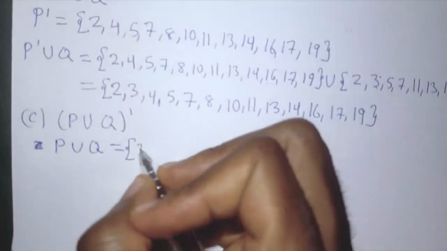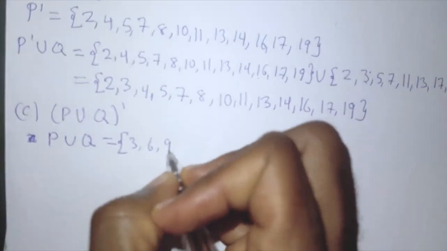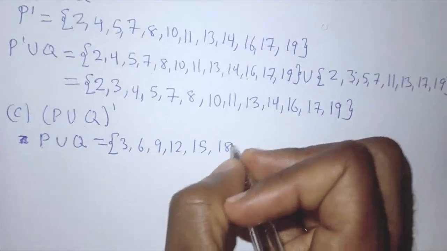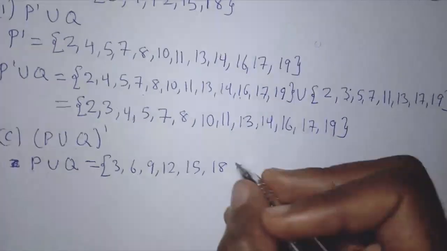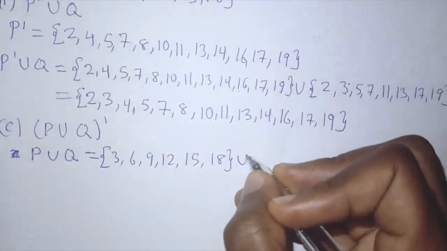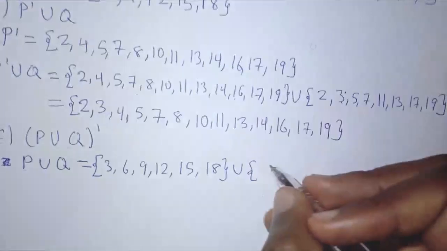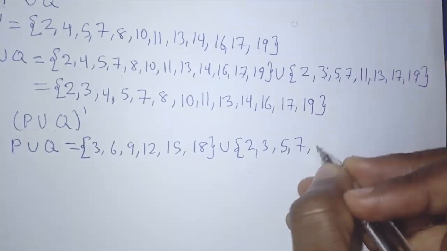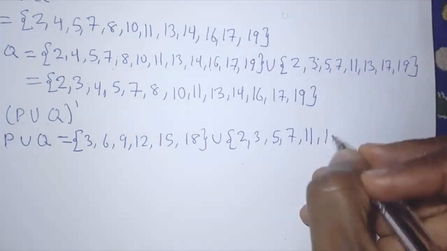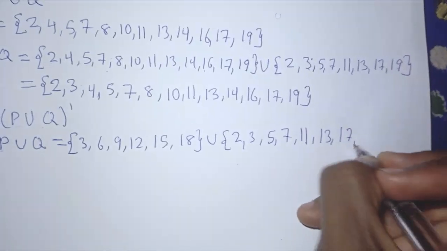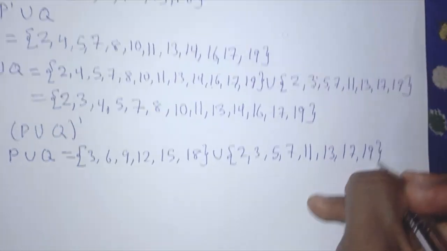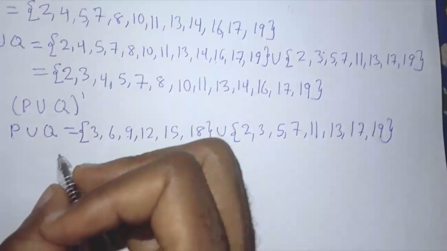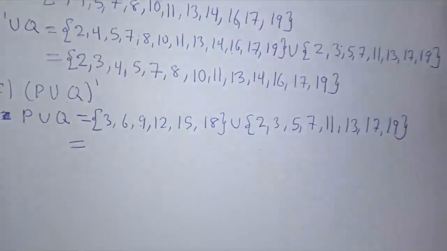The elements in P are 3, 6, 9, 12, 15, 18, while the elements in Q are 2, 3, 5, 7, 11, 13, 17, 19. So these are the elements in P, these are the elements in Q. So merging the two of them together, that's union.